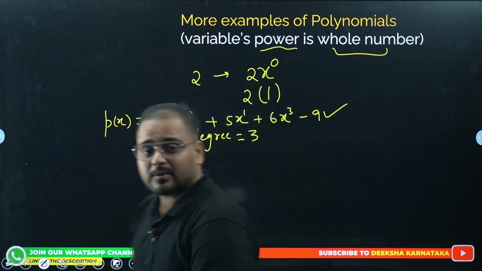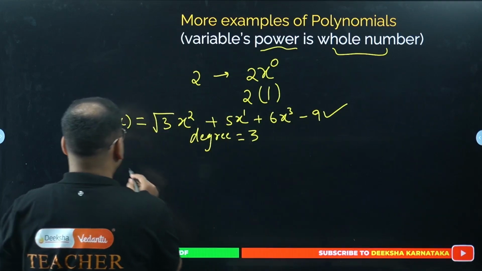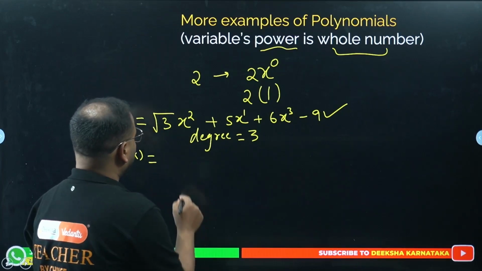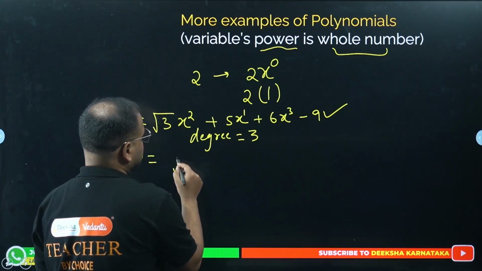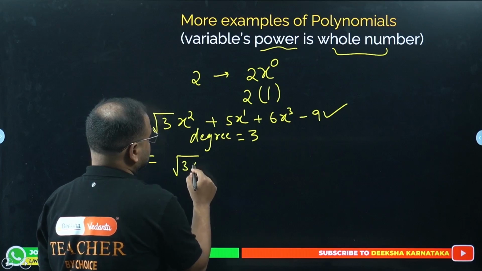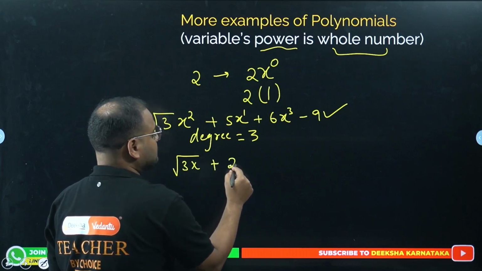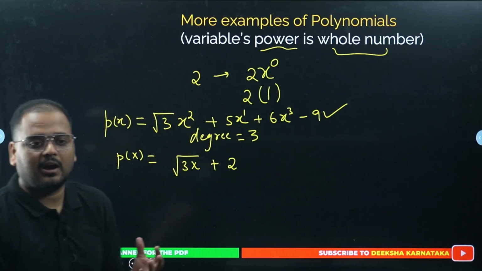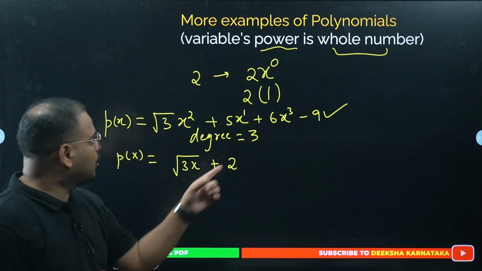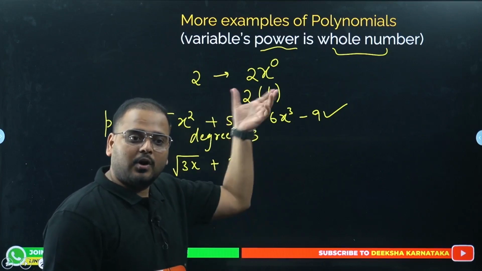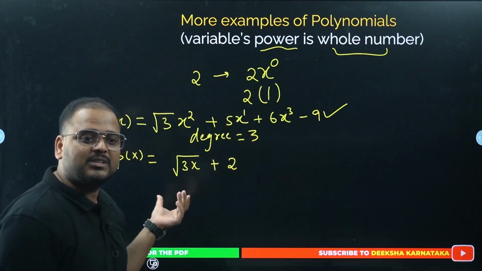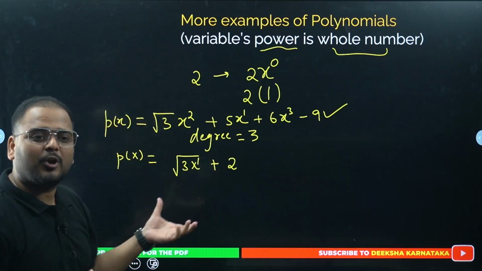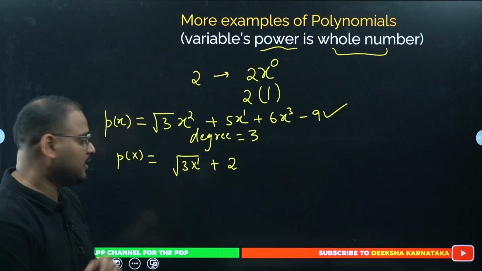Okay, now let me write some expression which is not a polynomial. Let's check. So p(x) equals, what if I write like this, root 3x plus 2. Is this a polynomial? Sir, you said only one thing: look for the power being a whole number on the variable, that's all. But there is no power. The power, if you look at x, is 1. Then why is it not a polynomial, if you have given it as an example of not a polynomial?